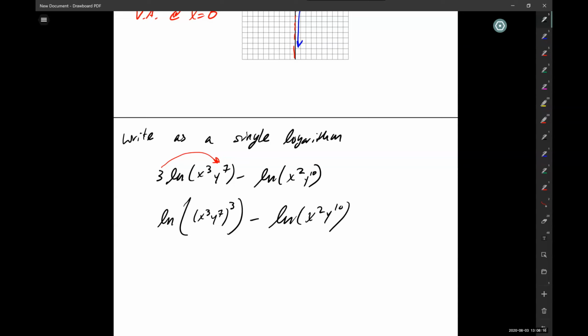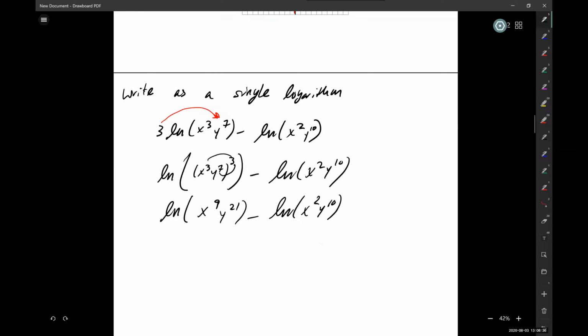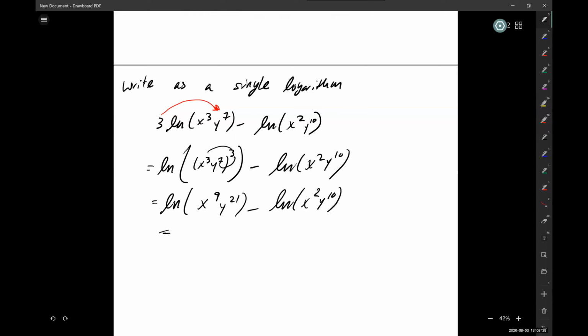Plugging that power in, remember, x cubed to a third power, we multiply. It's going to become x to the 9th. And y to the 7th cubed gives me y to the 21st. The last step is to use the fact that subtraction leads to a division. So this is the natural log of x to the 9th, y to the 21st, over x squared, y to the 10th.